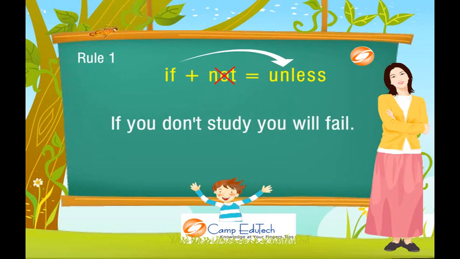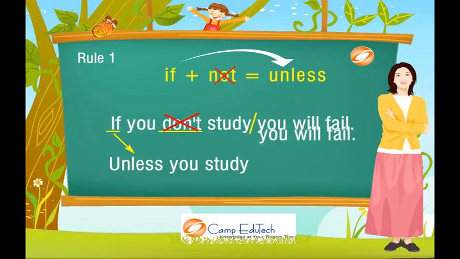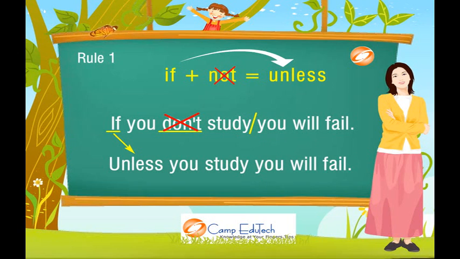If you don't study, you will fail. If you don't study is the action side of the sentence. As per Rule 1, if can be replaced with unless, and the negative word don't can be removed. The action side will now read as unless you study. The result side should be just added on. The answer will now read as unless you study, you will fail.